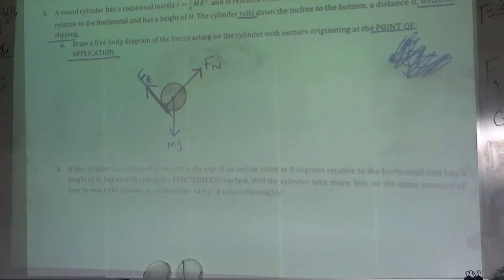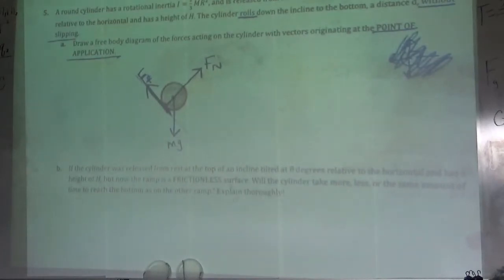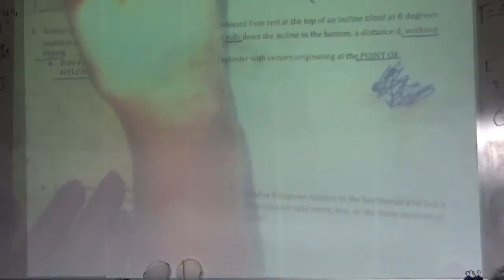Part B asks if that same cylinder was now released at the top of an incline. It still has a height h, but that ramp is now frictionless. Will it take more, less, or the same amount of time to reach the bottom as on this ramp? So now, still the exact same situation. It's just this one has friction, and this one is frictionless.